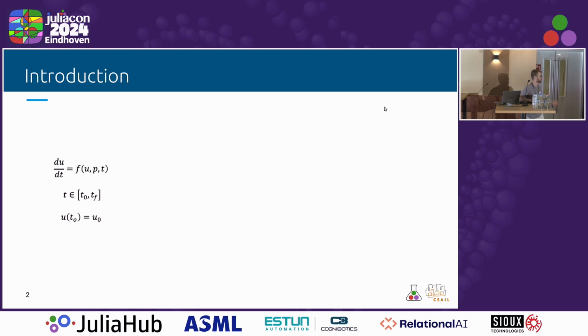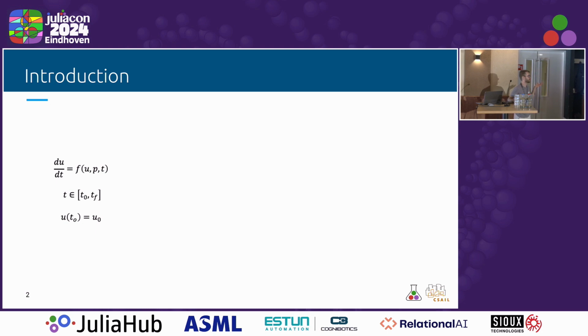Okay, so this is your ordinary differential equation initial value problem. You have f of u, p, t equals du/dt, a time interval, and an initial condition. We want to solve these, and we like to solve things in parallel where we can, but unfortunately an initial value problem is a fundamentally fairly serial task, because to know the state at t, you need to know the state at t minus delta t first, so you can't parallelize that easily.